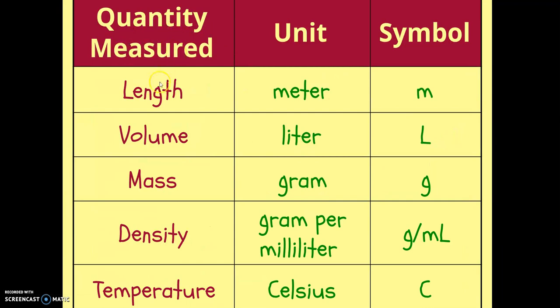So, quantity measured, length, we'd measure in meters, and the symbol is M. Volume, we measure in liters, the symbol is L. Mass, we measure in grams, and the symbol is G. Density is grams per milliliter, and so that's gram over milliliter. And temperature is in Celsius, and the symbol is C.